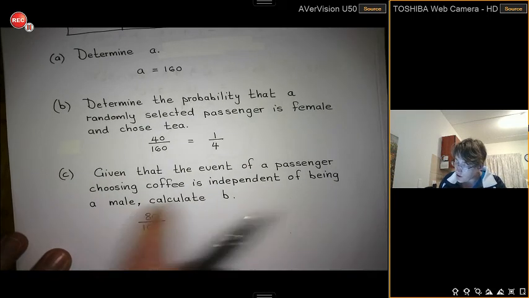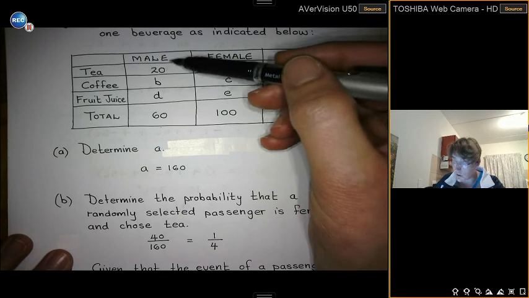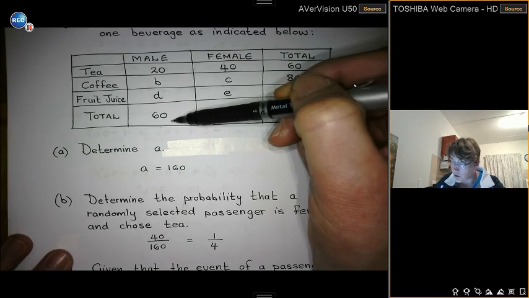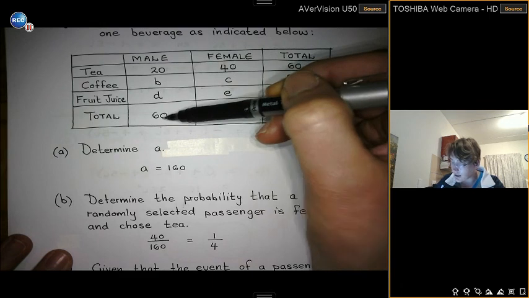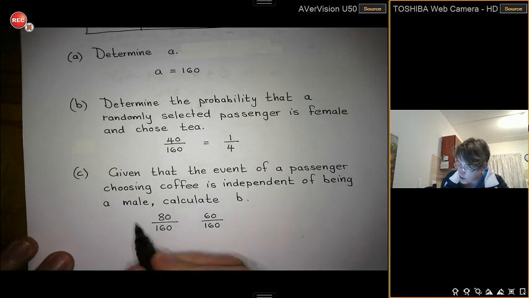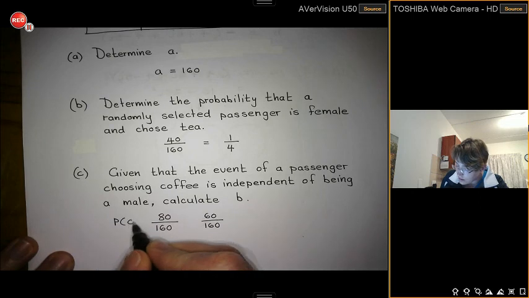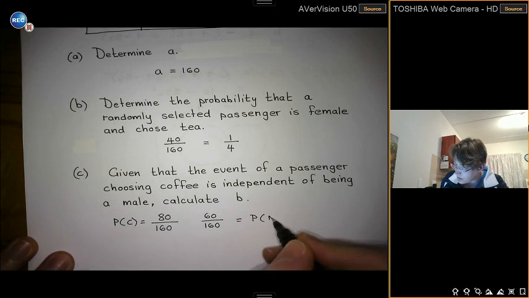Is independent of being a male. So I have to now go and see where is being a male. So being a male is right over there. All of these are then males. So I know that being male is then going to be equal to 60 out of 160. Okay, so what we have here is the probability of drinking coffee, and what we have here is the probability of being male.